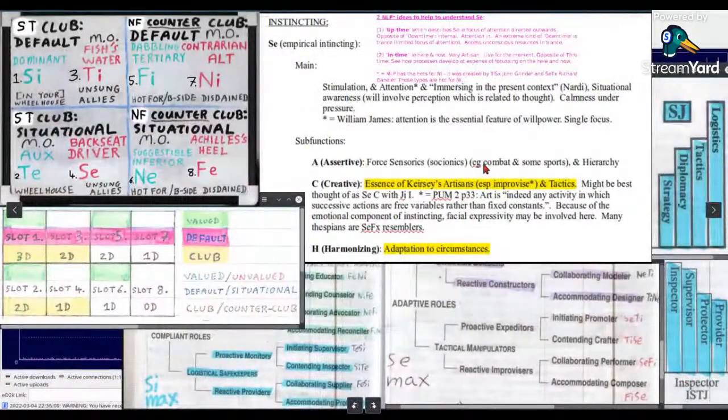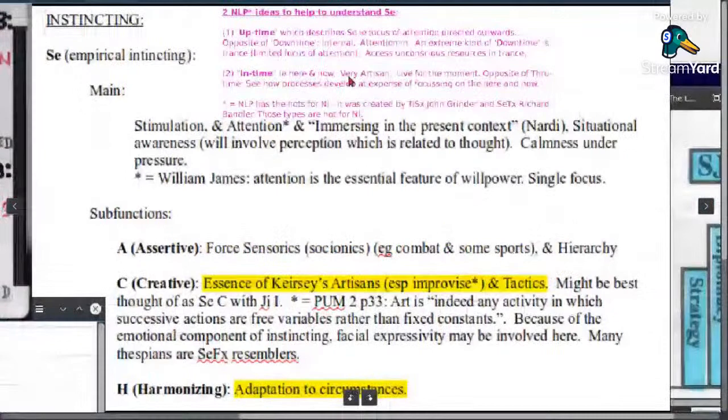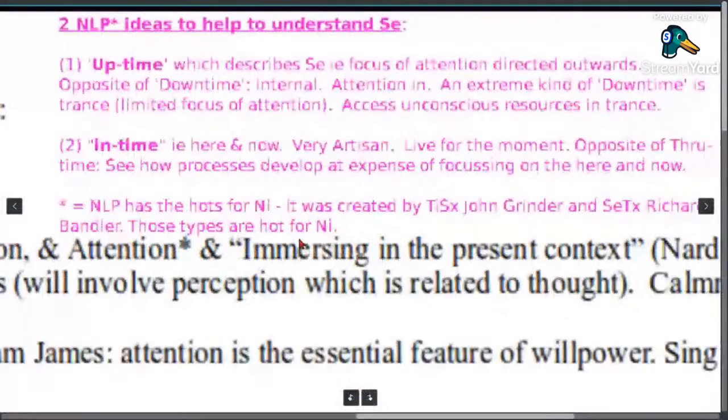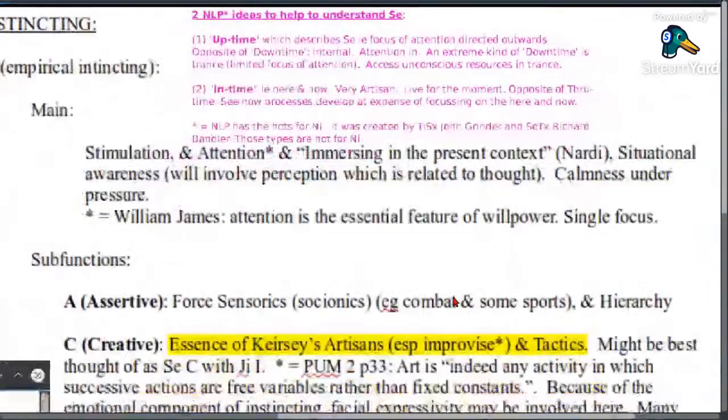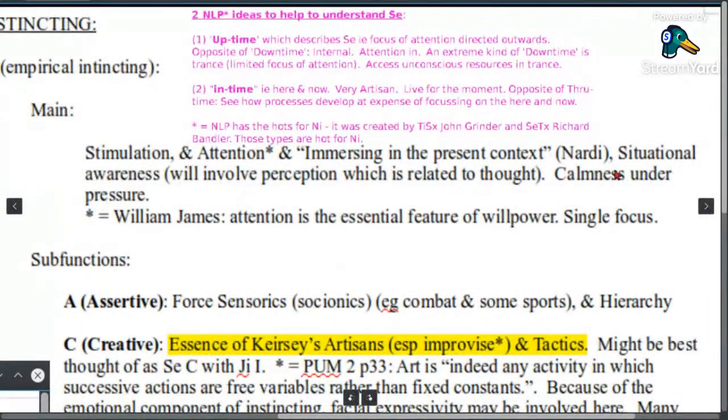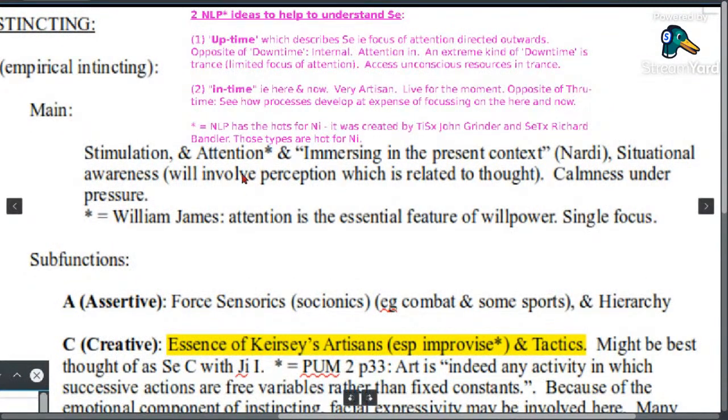SE. Right. So, let's go through some of these. Uptime. ISTJs can do that. Pay attention to what's outside of them, but it's going to have that subjective spin on it. In time, here and now. There's more of a past focus with the ISTJ. Again, stimulation, attention, immersion in present context. Situational awareness, I think that can be okay, because they are a concrete type. They are a sensory, instincting type.